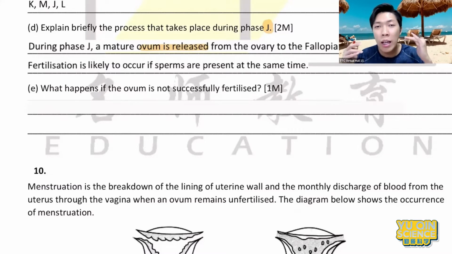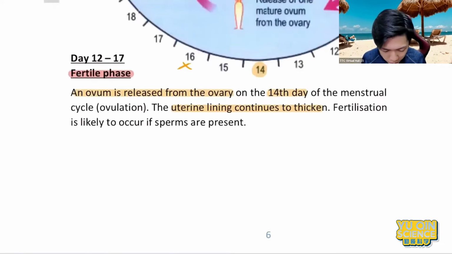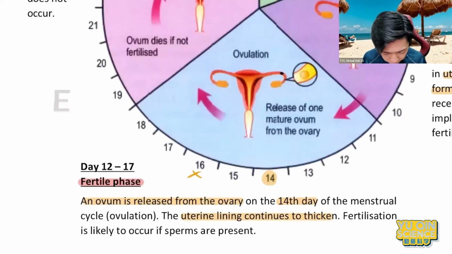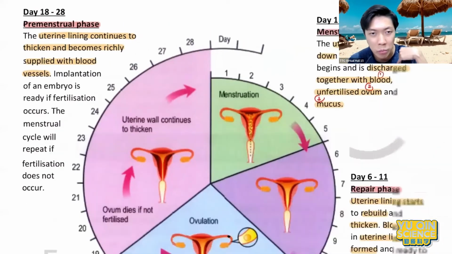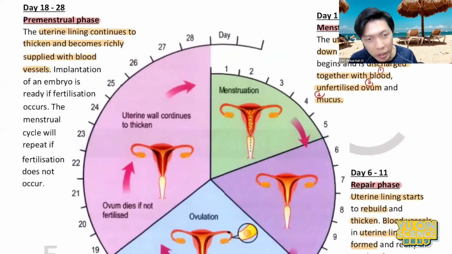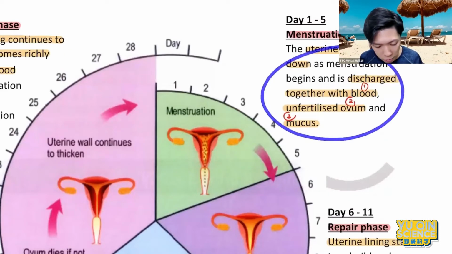Basically it means the last phase, which is premenstrual phase. So not what happened to the ovum, but what happened at the last stage. So if ovum is not fertilized, basically the whole cycle will restart again, like the uterine wall will break down and you restart the whole cycle. Okay, then the unfertilized ovum will discharge. So basically you can use this answer, or you could just combine them together.